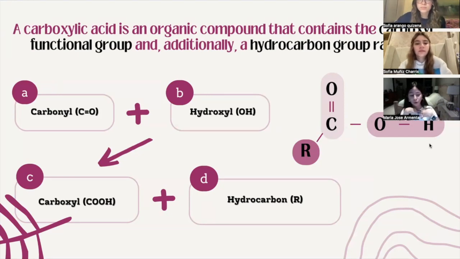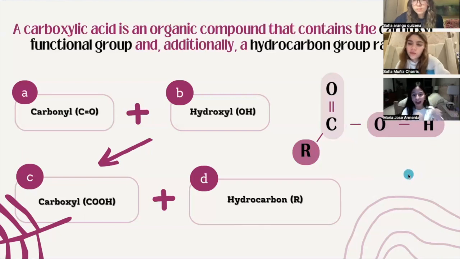Now, we don't only have the carboxyl, we have a hydrocarbon, and a hydrocarbon is a familiar concept, even though you don't know it yet, because it is an alkane. Now, when we have all these together, we have the general formula of carboxylic acids, that is RCOOH, where R is a radical that can be any of the existing hydrocarbons.